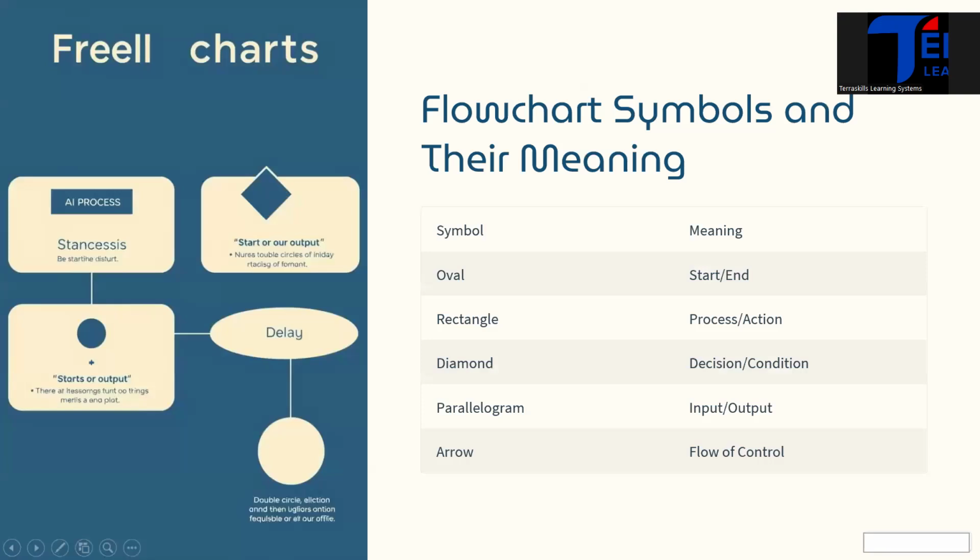Then the flowchart symbols and their meaning. The oval is used for the start and end. So I'm just going to take a pen. Let's say this one is an oval. Then you have the rectangle, which is for process and action. So this one is a rectangle.